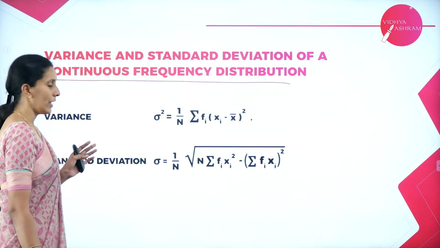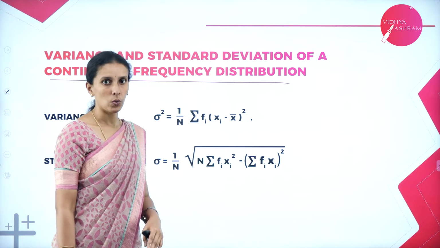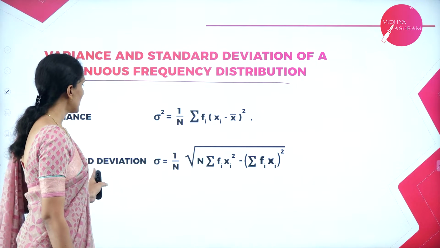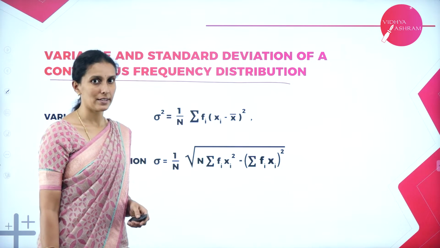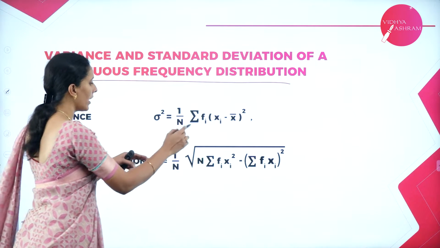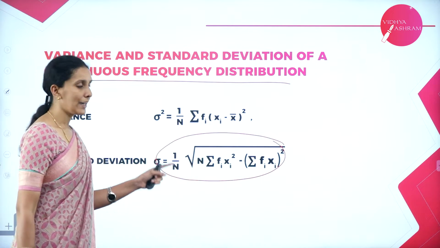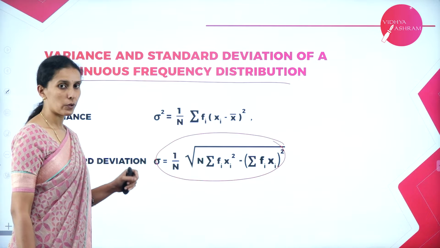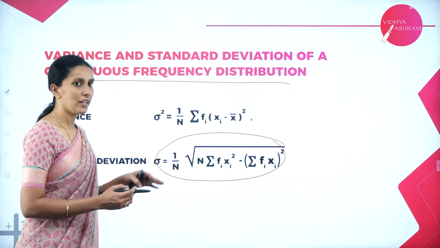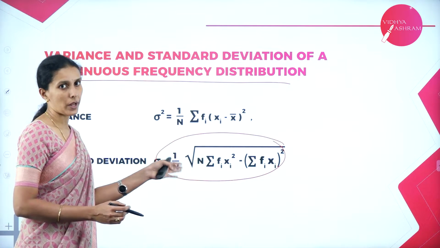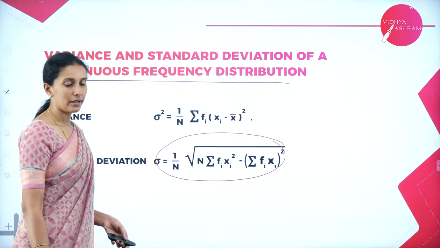So here also the variance is 1 by n fi xi minus x bar whole square. And here the standard deviation is given by a formula involving n into summation fi xi whole square minus the square of summation fi xi. Here you look, it's different, but this is also one of the formulas where you can calculate the standard deviation in a continuous frequency distribution. So if you don't know how to calculate the variance, then you can use this formula to calculate the standard deviation. So this is another formula to calculate the standard deviation.